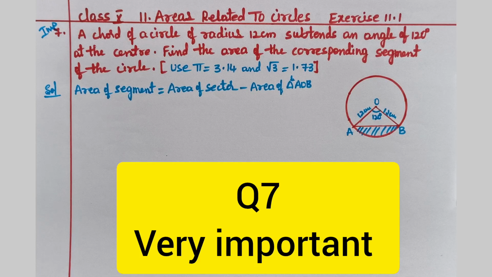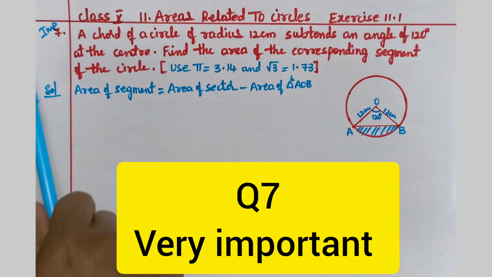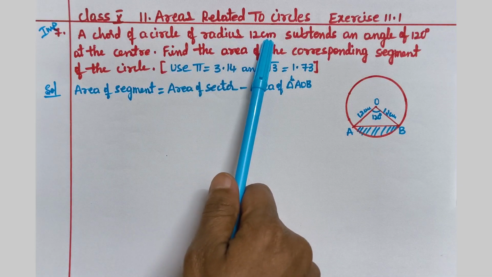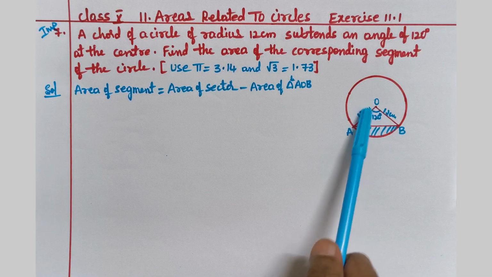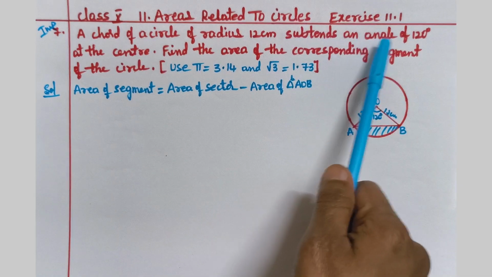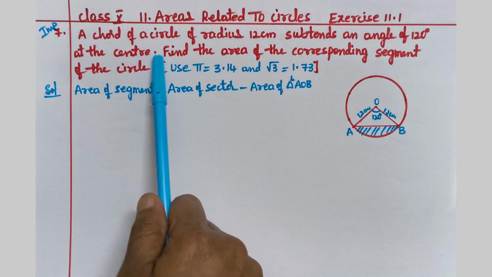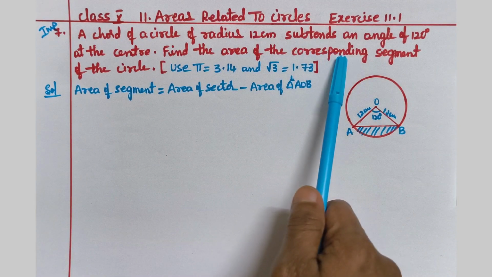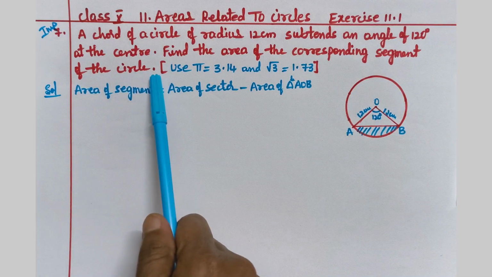Today we will do class 10, chapter 11, Areas Related to Circles, exercise 11.1, question 7. First of all, this is a very important question. Carefully listen. A chord of a circle of radius 12 centimeter subtends an angle of 120 degrees at the center. Find the area of the corresponding segment of the circle.